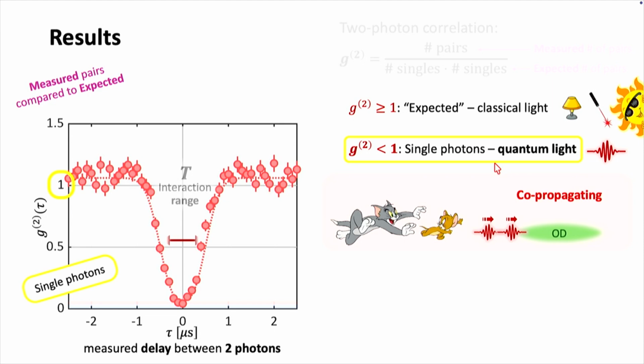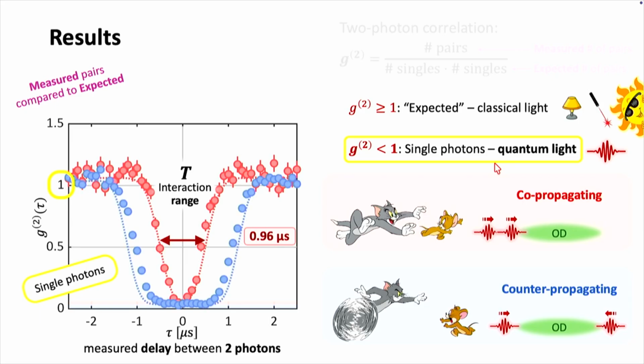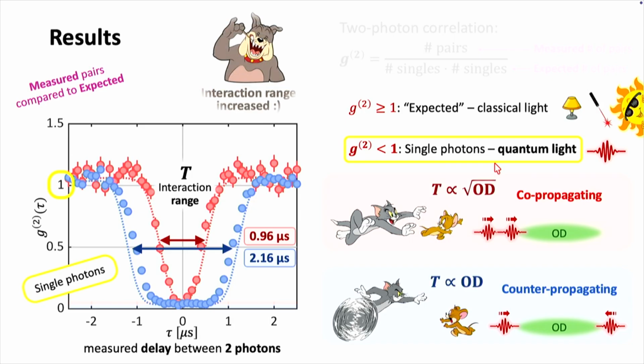But we can also look at the width of this dip, and this will be exactly the interaction range that we talked about. So in this case, we see it's 1 microsecond, meaning that photons that arrive within 1 microsecond of one another will interact. Now let's see what happens in our new geometry. So now we get this plot. So we can immediately see that the interaction range increased, the width is much higher, and it's actually more than twice as long as the original one. And so we are able with that to confirm that the interaction range increased with our new system.